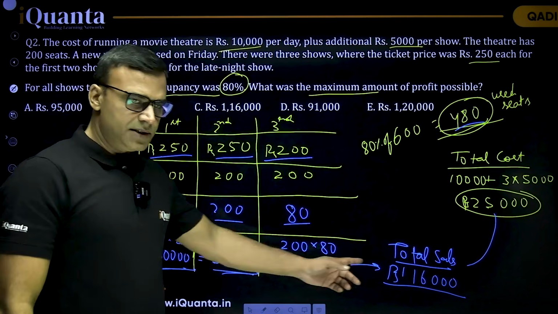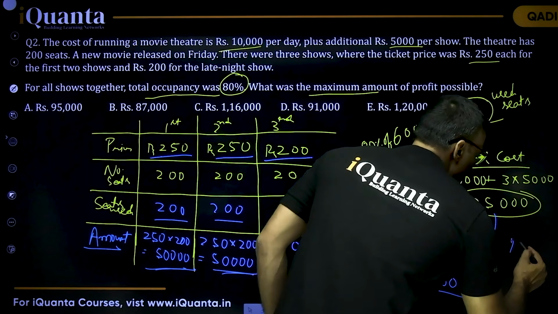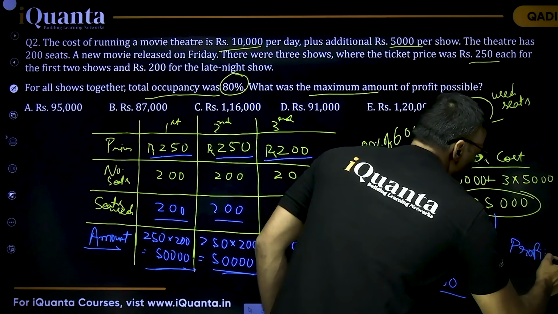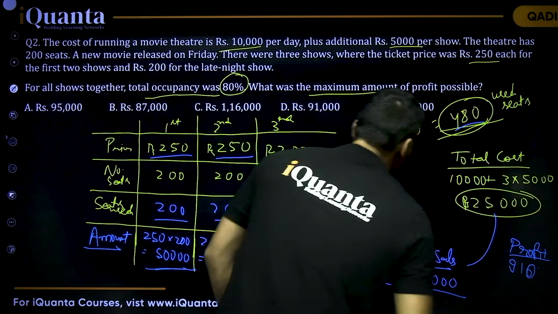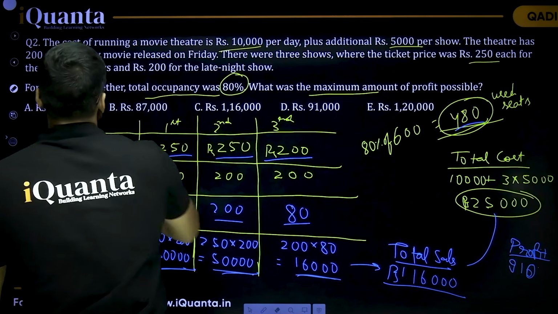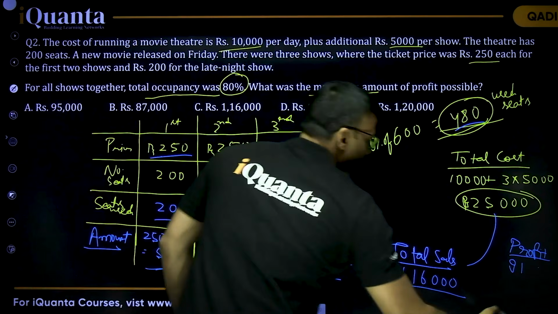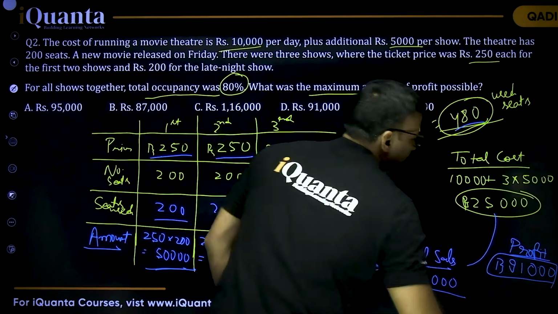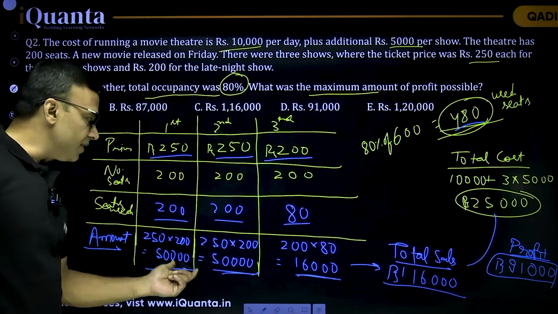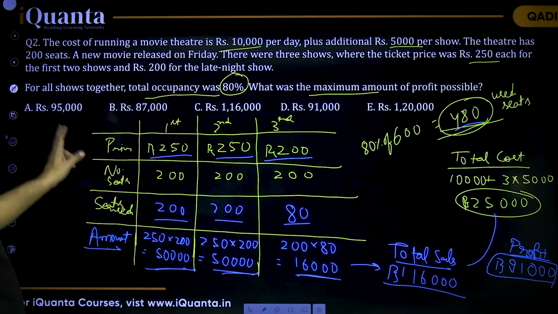So the profit would be the difference of these two. Sales minus the cost. 1,16,000 minus 25,000, that is 91,000. Good profit, right? 91,000 rupees is the total profit. Okay, so 91,000 rupees is the maximum possible profit because we have taken the maximum possible revenue. The cost is fixed. So the answer of this question is rupees 91,000.